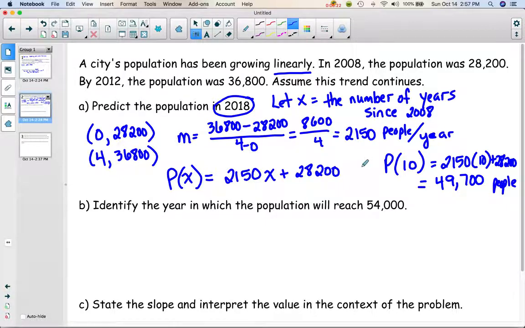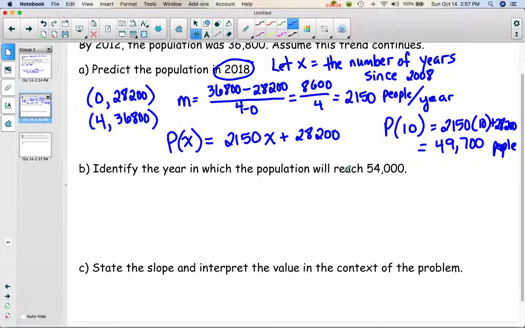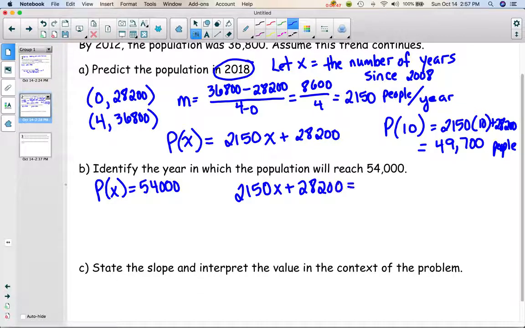Okay, so I have my linear model, and I used my linear model to make a prediction. The next part says, identify the year in which the population will reach 54,000. So this time I want to know when the population is 54,000, and I have to figure out the year. So I take my function, and I set it equal to 54,000, and I solve that.